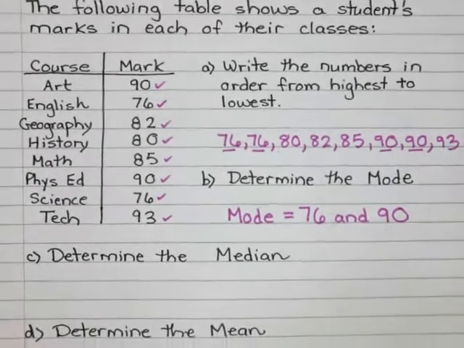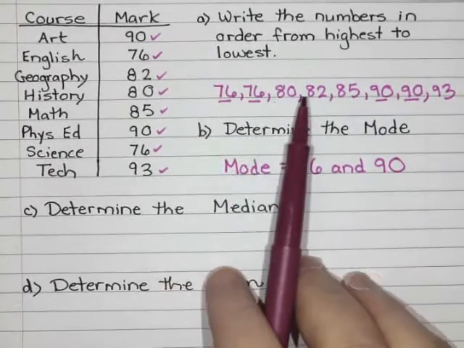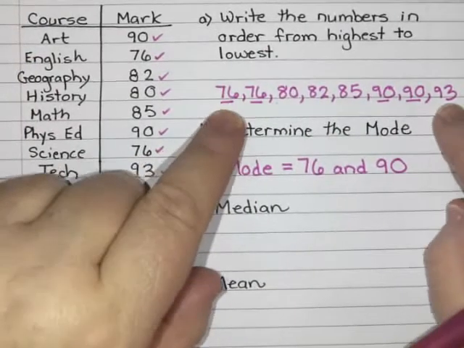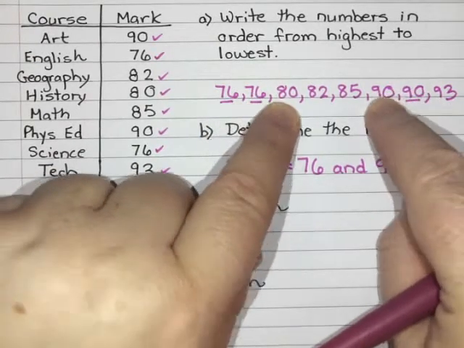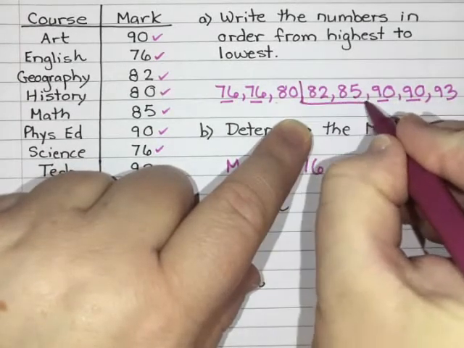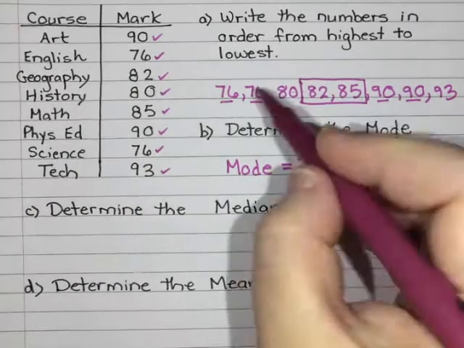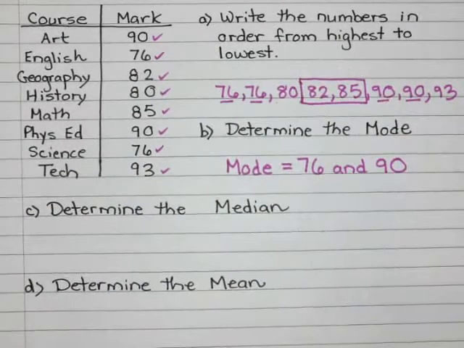Our next question says determine the median. So the median is the middle number. What I like to do is take our list written from lowest to highest and try to find where the middle is. I like to start at the ends and then count my way in until I hit the middle. And I notice there are 2 numbers in the middle. We have 82 and 85, right? There's 1, 2, 3 on this side. There's 1, 2, 3 on this side. So they are actually in the middle.